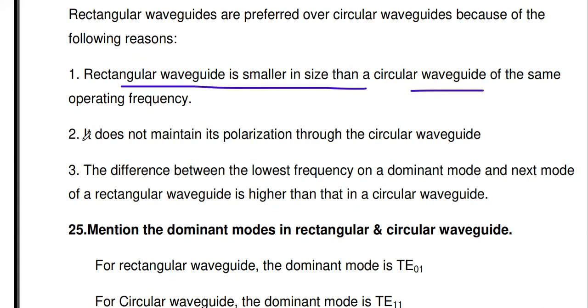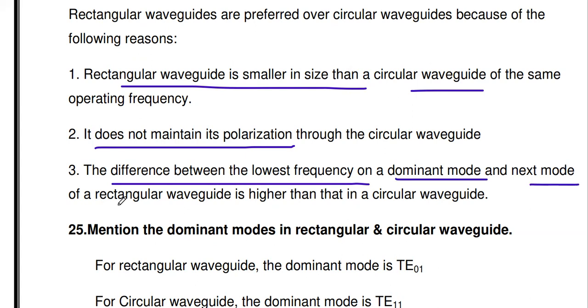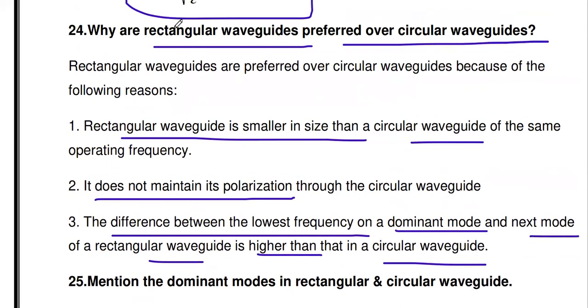Okay, that is the one important reason. And the second one, it does not maintain its polarization through the circular waveguide. And the third point, the difference between the lowest frequency of the dominant mode and the next mode of a rectangular waveguide is higher than that of the circular waveguide. So if you are calculating the difference between the dominant mode cutoff frequency and the next mode cutoff frequency, that difference is higher than that of the circular waveguide. Because of this reason, we always prefer the rectangular waveguide when compared to the circular waveguide.